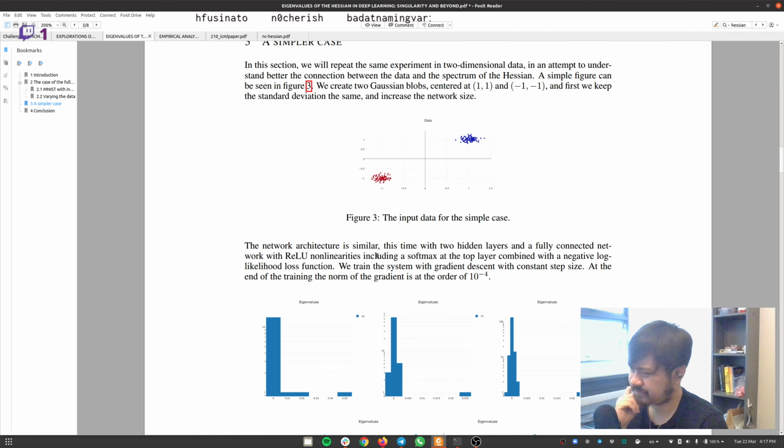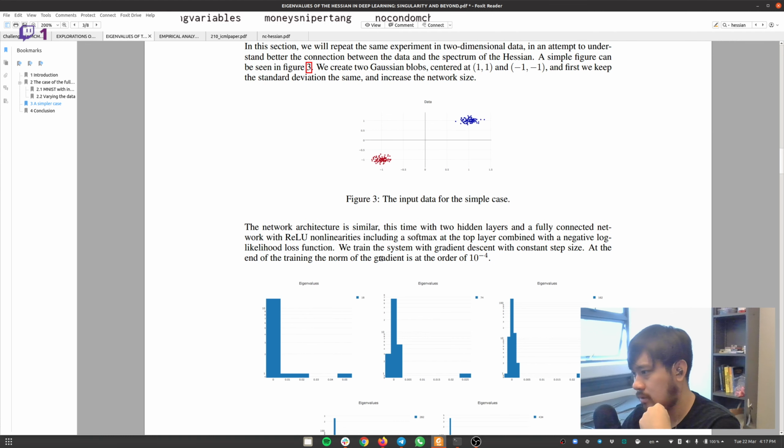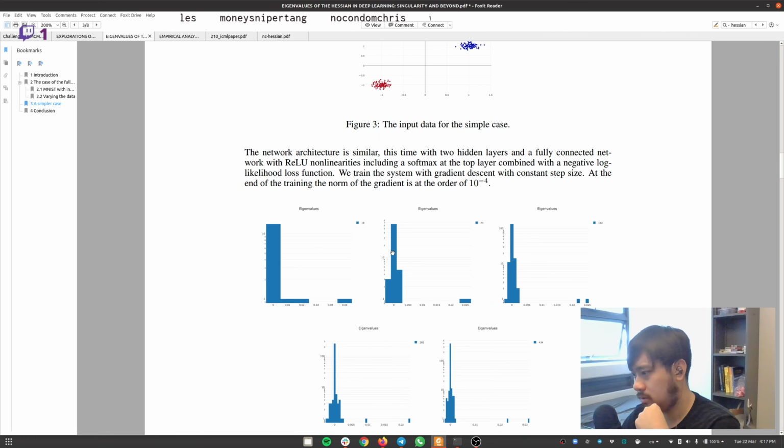Don't know. Okay, we train the system with gradient descent with constant step size. At the end of training, the norm is on the order of that. So okay, so more or less minima in a way.